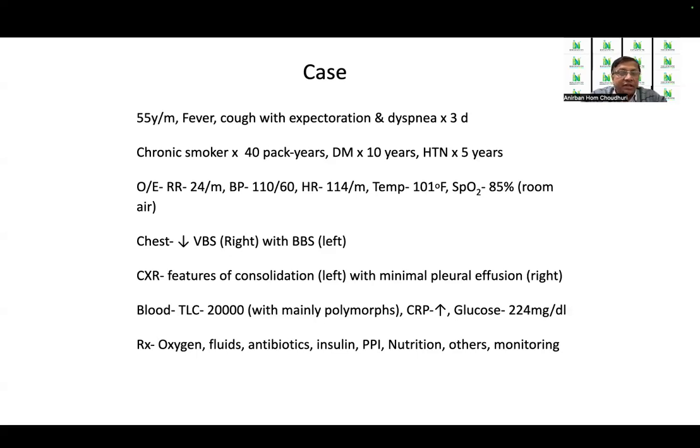On auscultation of the chest, there are reduced vesicular breath sounds on the right and bronchial breath sounds on the left. The chest X-ray also shows features of consolidation on the left with minimal pleural effusion on the right. On investigations, the TLC count is 20,000 with predominantly polymorphs. The CRP is raised. Blood glucose is also very high.